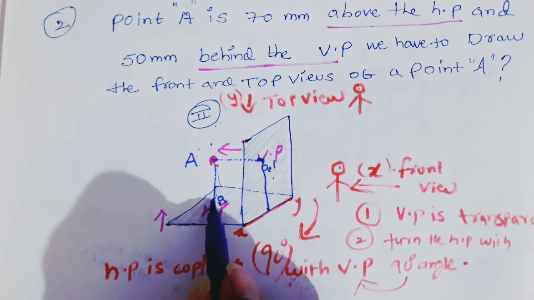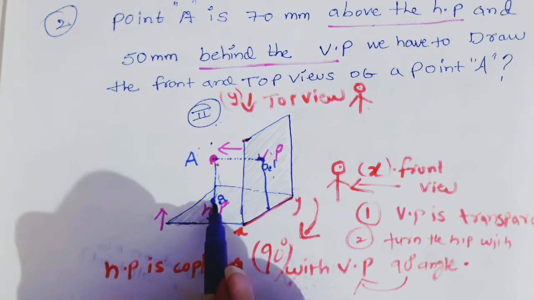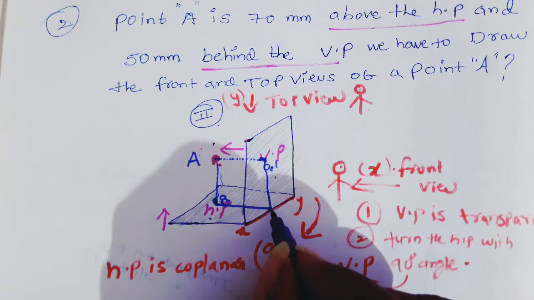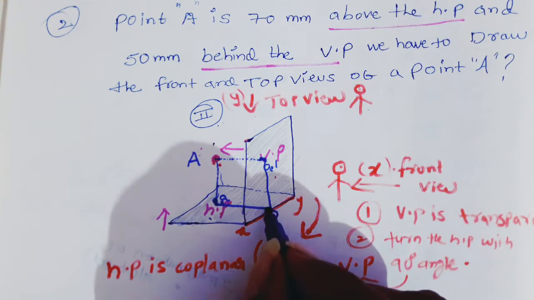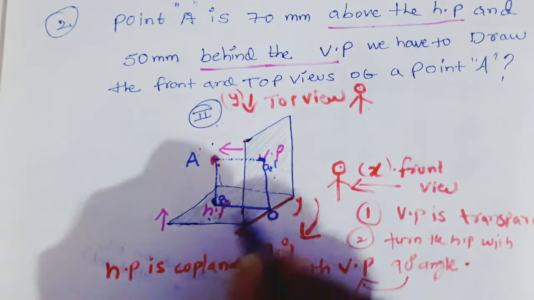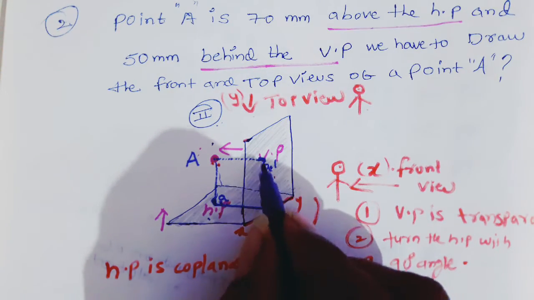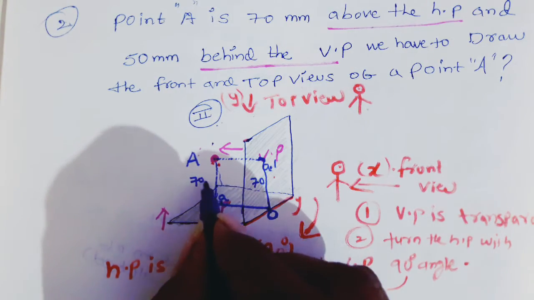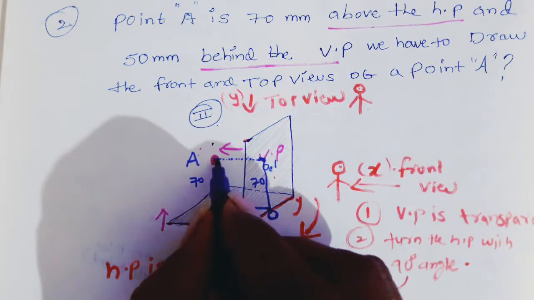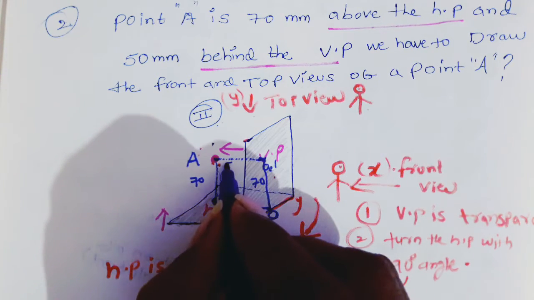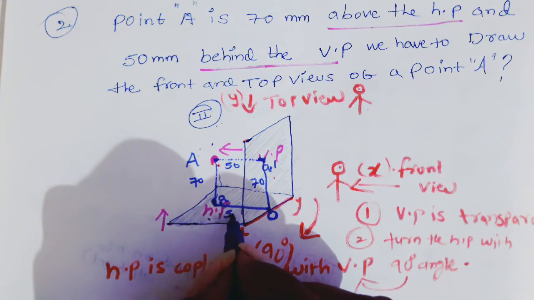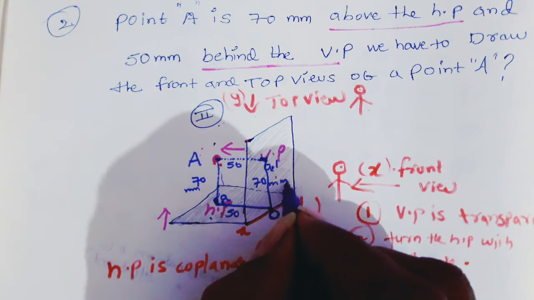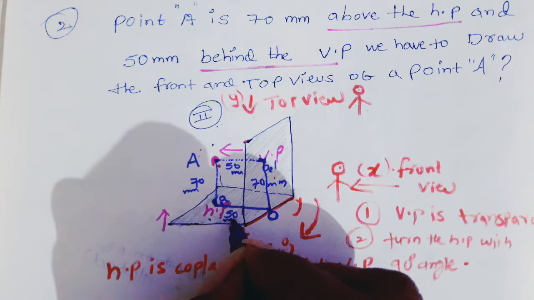Okay, next, with respect to this line you have to draw the same here. I am marking this intersection line as O. What is this distance? This distance is given as 70. Then it is also 70, right? What is the distance from A to VP? 50 mm. Then it is also 50 mm, right? 50 mm, here also 50 mm.